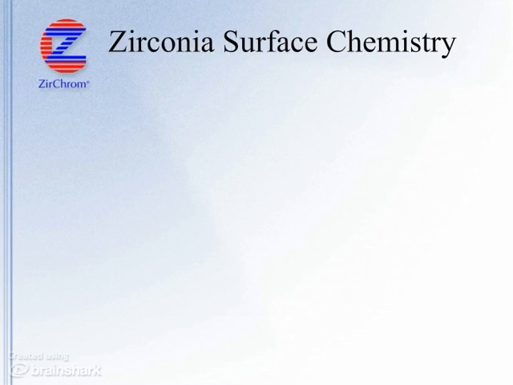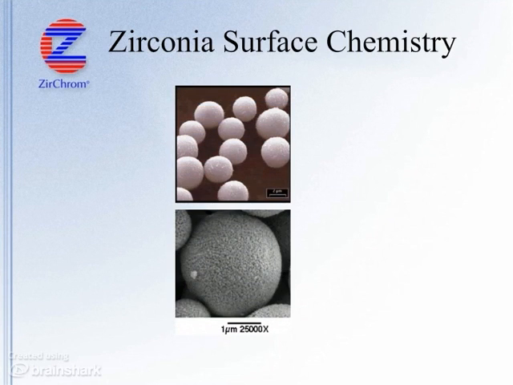All ZirChrom phases are based on a zirconia particle. The crystalline structure of the zirconia particle has 7 bond valency when compared to silica's 4. The additional bonds in the crystalline structure of zirconia protect the structure from hydrolysis. The result of this unique configuration is a particle with superior stability and a unique surface chemistry.